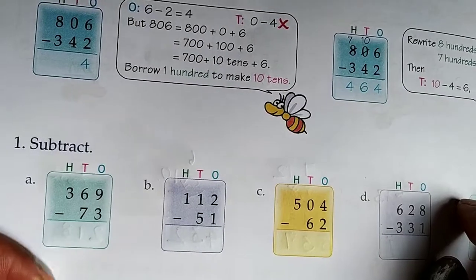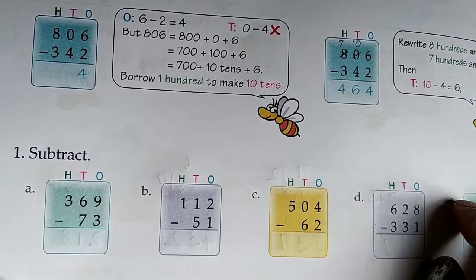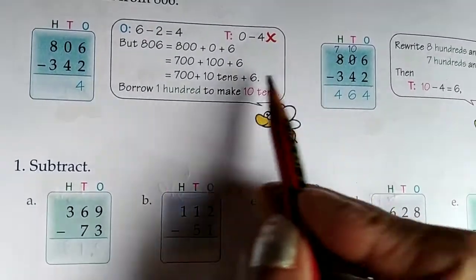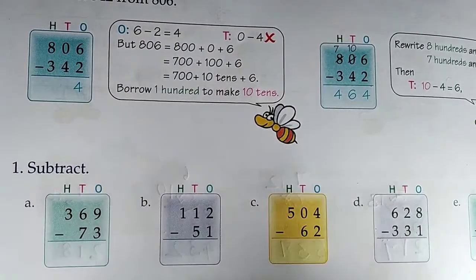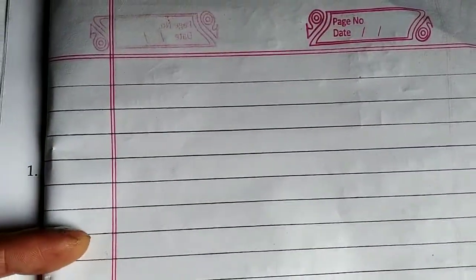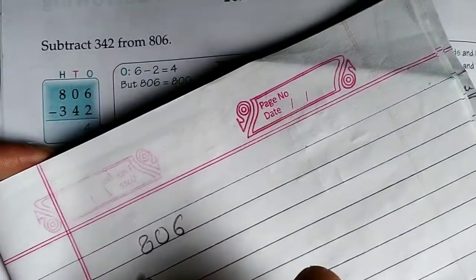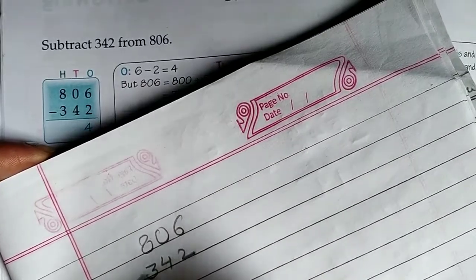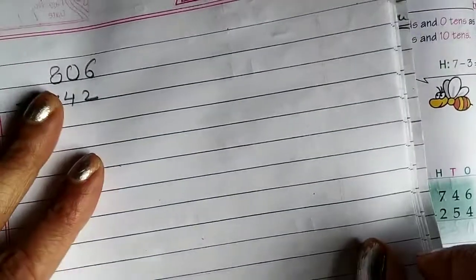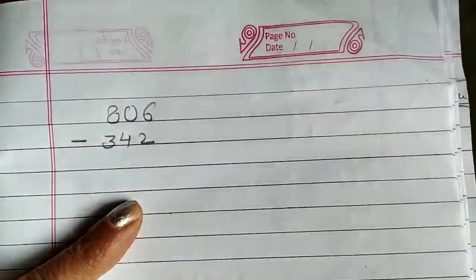You already know how we borrow the number from the tens. In today's class we will learn about borrowing of hundreds. Let's see. Everyone take out your rough copy, not fair copy, okay? This is our sum. Students, this is our sum. So let's see how we do this sum.